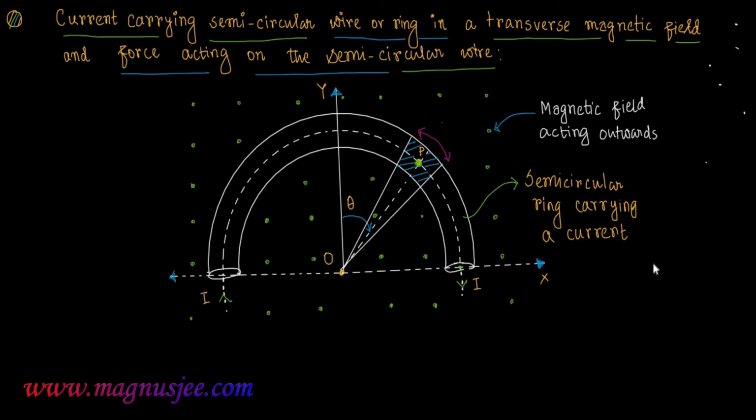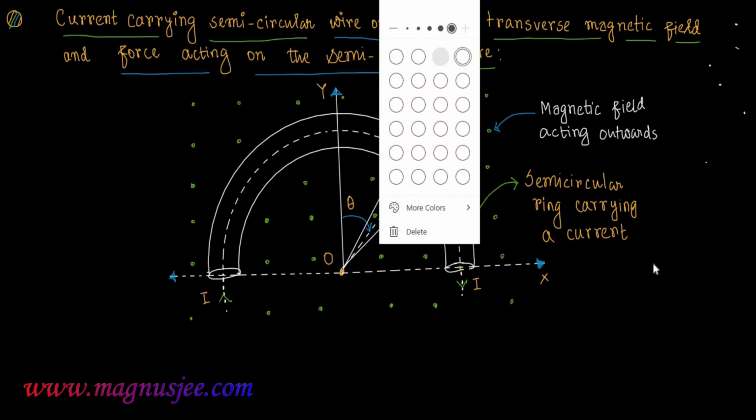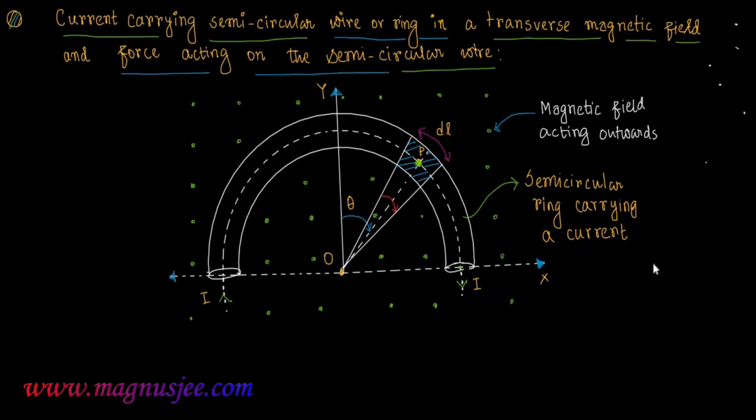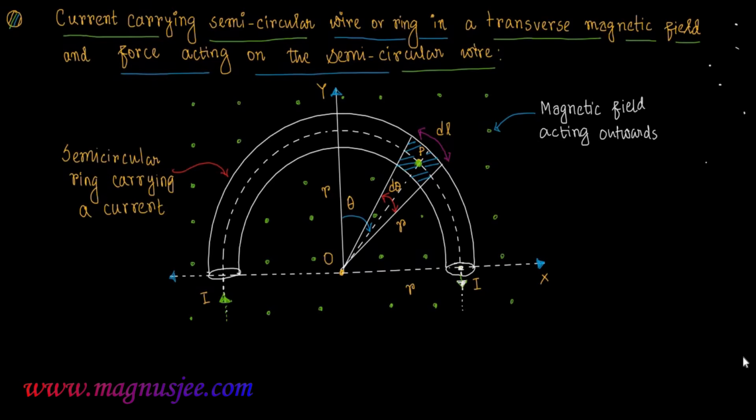Here dl is the length of the small element of the semicircular ring at the point P, and this small element of length dl makes an angle d theta at the center O of the ring. D theta is the angle subtended by the small element of length dl. R is the radius of the semicircular ring. Here we can denote the average radius. That means R is the distance of the imaginary axis from the center O.